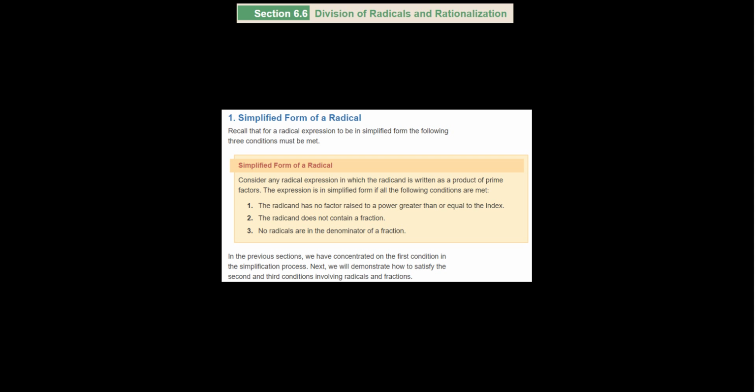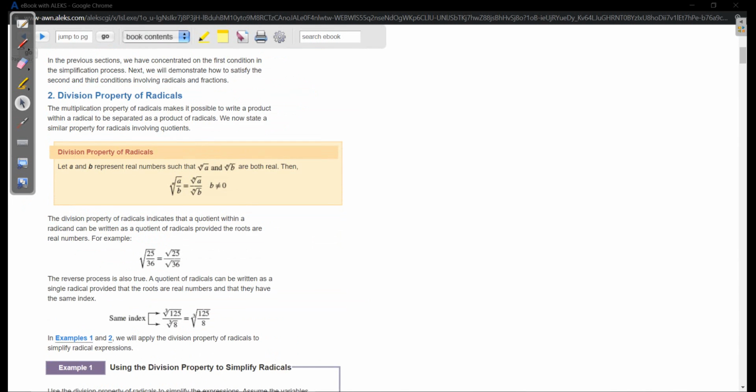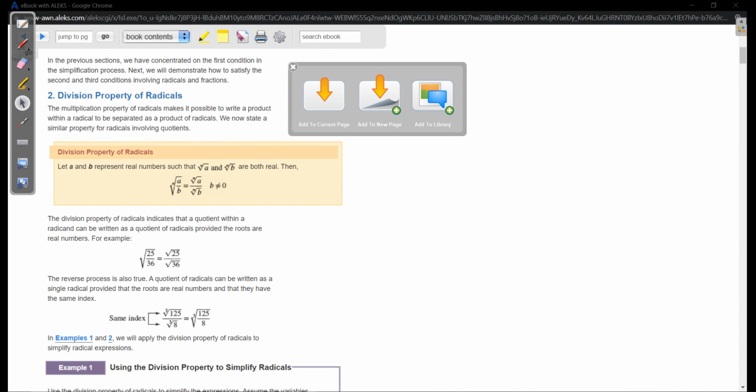Right. So I got bad news. Division of radicals, again, isn't hard. It's just tedious. And we'll see good examples of that.